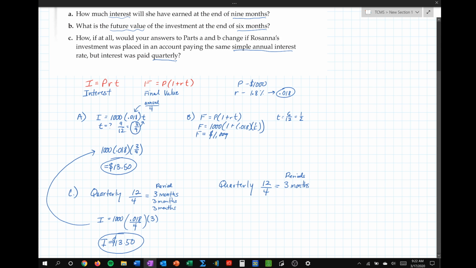Okay. Final value now. We know it's $1,000 principal. We have 1 plus, and then we know rate is coming and then time. These are the ones that now we have to think a little bit about. We're splitting up the year into quarterly, right? So again, I have to take that interest and divide it by 4.